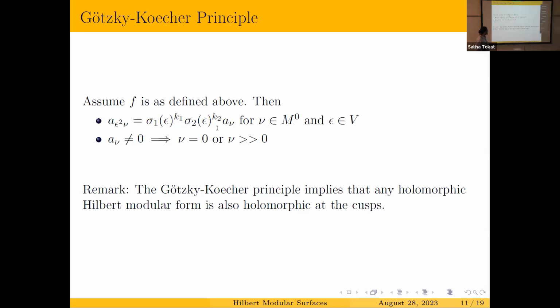In contrast to the one-dimensional case, it means that any holomorphic Hilbert modular form that is holomorphic on the Y gamma, I mean, before we made the compactification, is also holomorphic at the cusps. This is not the case in one dimension.